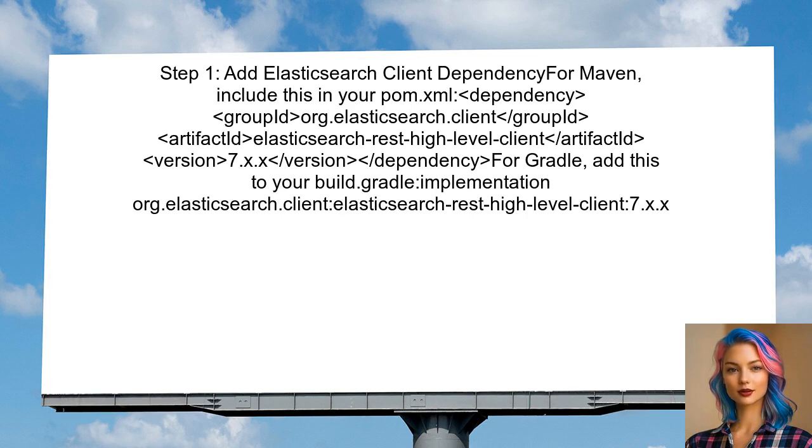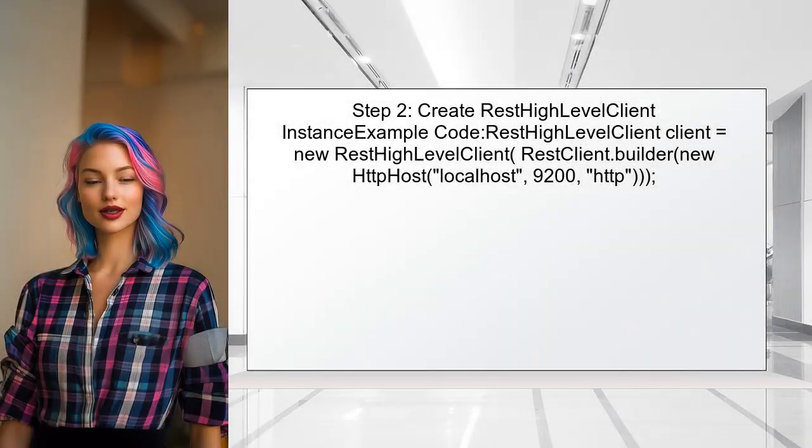To get the number of documents in an Elasticsearch index using Java, the user should start by adding the necessary Elasticsearch client dependency to their project. This can be done by including the appropriate Maven or Gradle configuration. Next, the user should create a REST high-level client instance. This client will allow them to interact with the Elasticsearch cluster. Make sure to specify the correct host and port.